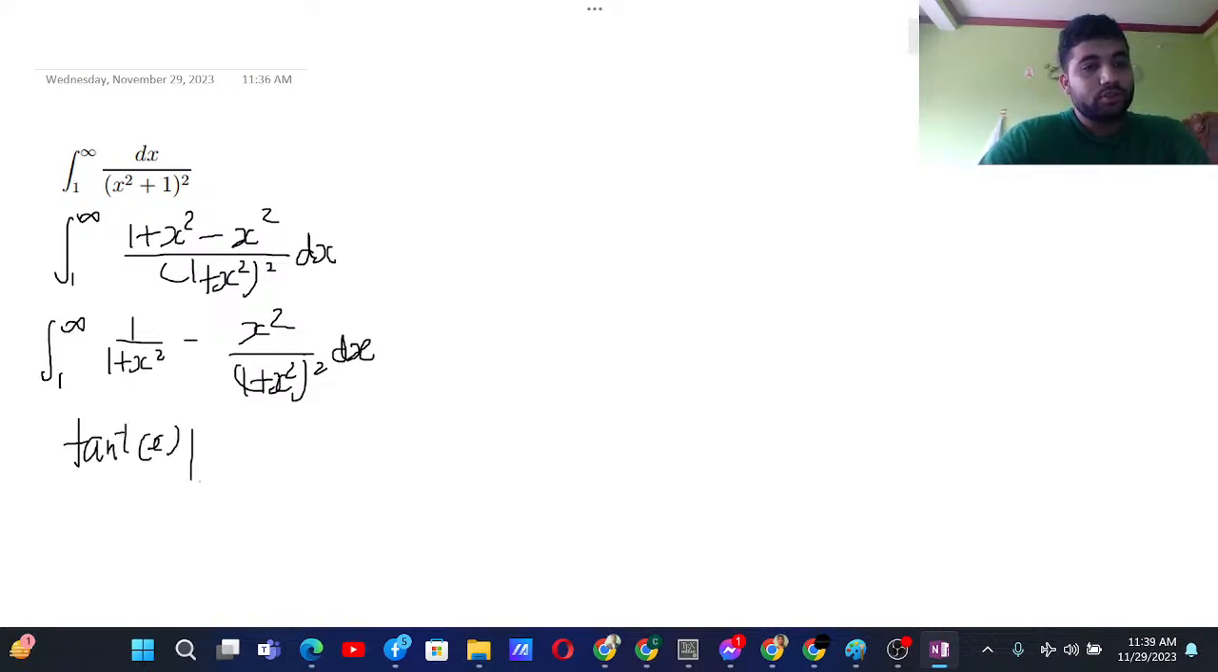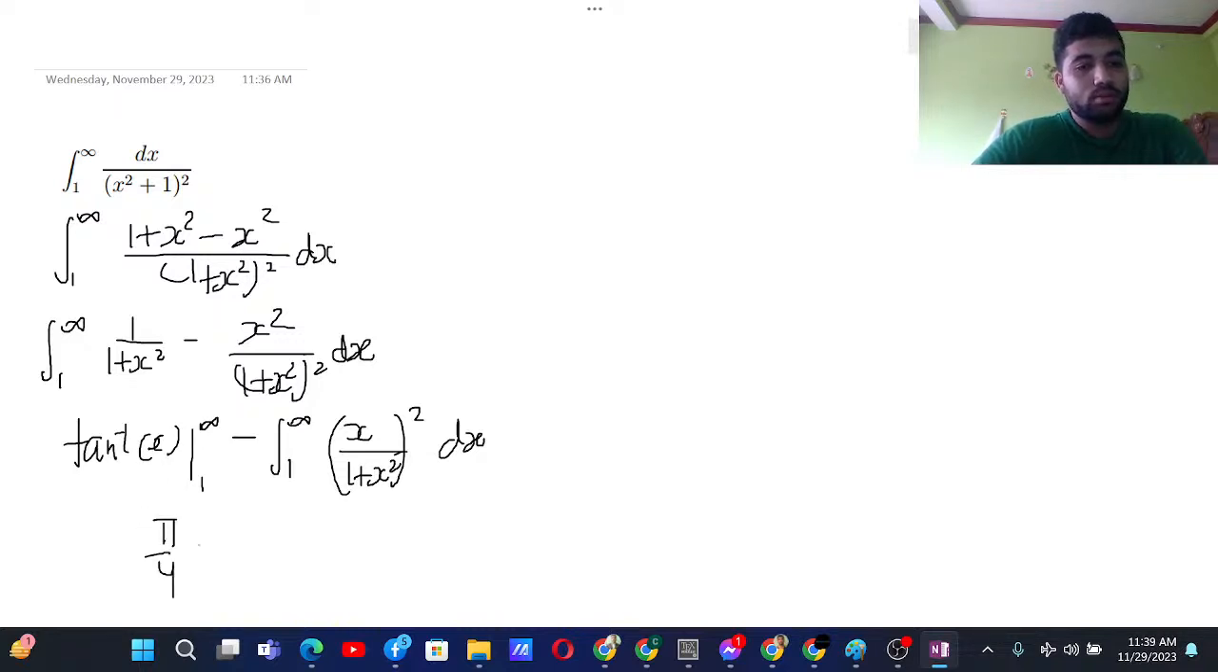from 1 to infinity, and this one is the integral from 1 to infinity of x²/(1 + x²)² dx. And this is in fact pi by 2 minus pi by 4, so that's just pi by 4 minus this integral.